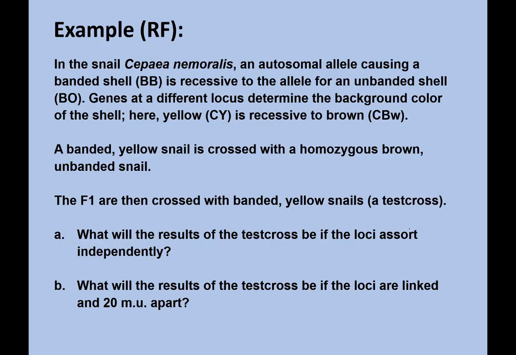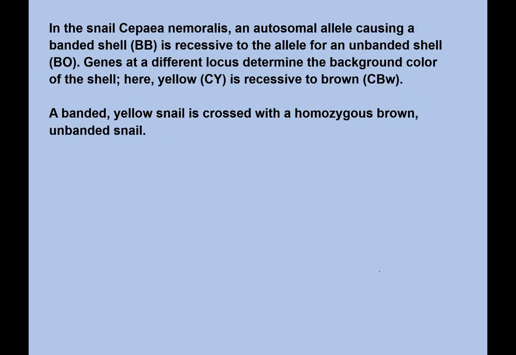So here's the first one. In this snail, you have autosomal alleles causing a banded or unbanded shell, and colors yellow and brown. A banded yellow snail is crossed with a homozygous brown unbanded, the F1 are crossed, and let's figure out what's happening. So take a minute and read this, and then when we go to the next slide, the first thing we're going to do is assign alleles.